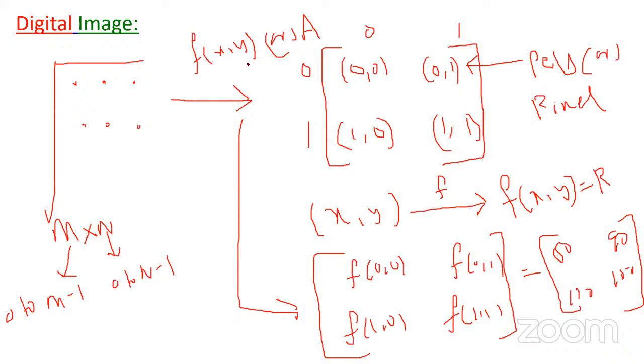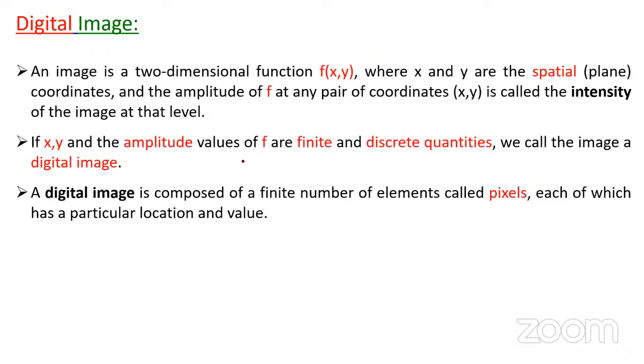Always the row or column index starts from 0. If you have an m cross n matrix, the rows are numbered 0 to m minus 1, and the columns are represented by 0 to n minus 1. So this is a simple definition of a digital image. Here you can see the definition. An image is a two-dimensional function, all those things I have explained. So x and y are coordinates, and f of xy is the amplitude value, or we can call it a color or intensity value. So this is a simple definition.